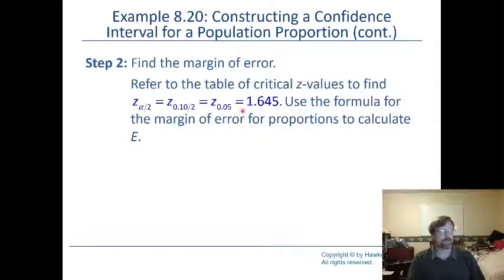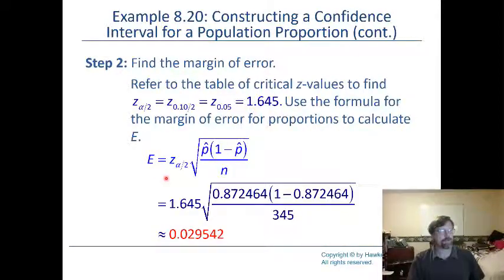1.645, and then we can use that formula. I'm not going to flip all the way back to it. Use this formula: margin of error is Z sub alpha over 2 times the square root of the proportion times 1 minus the proportion over the sample size. So we've got the 1.645.